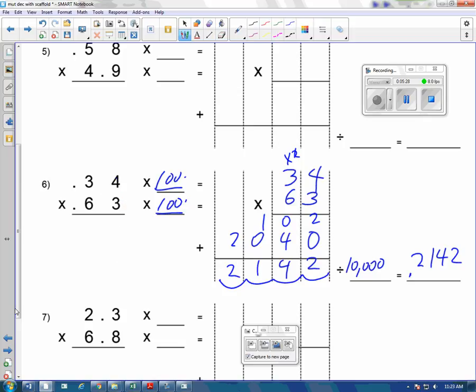So again, the steps are, first, turn it into a whole number. Figure out what you multiplied by to get that to a whole number. Figure out the product, and then undo that multiplication with division.